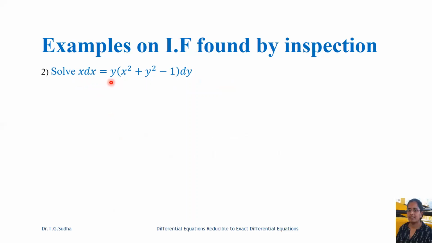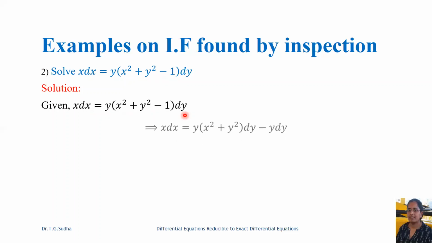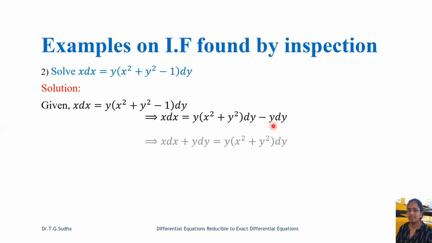x dx is equal to y into (x square plus y square minus 1) into dy. The solution is, consider the given differential equation, that is x dx is equal to y into (x square plus y square minus 1) into dy. Now let us multiply by dy and y. On the right hand side, we get y into (x square plus y square) into dy. You retain this as it is. And minus y into dy. In the next step, let us shift this minus y dy to the left hand side.